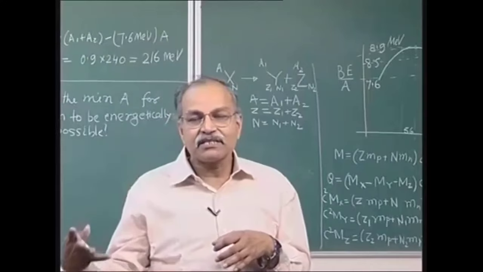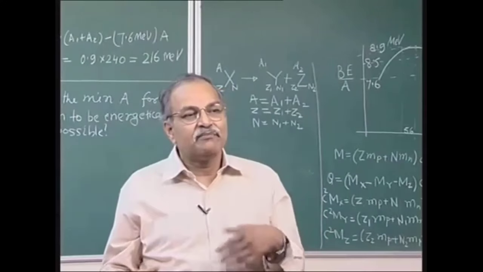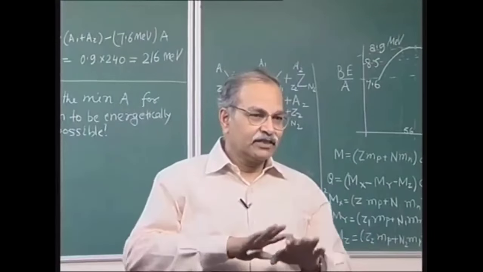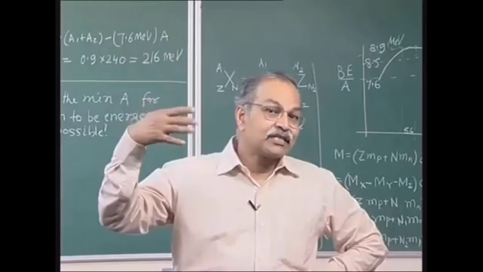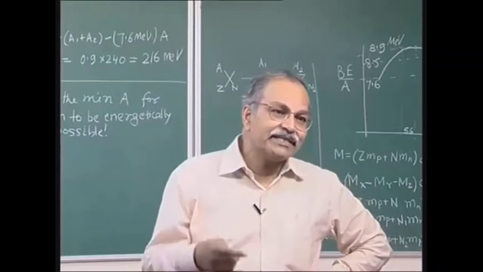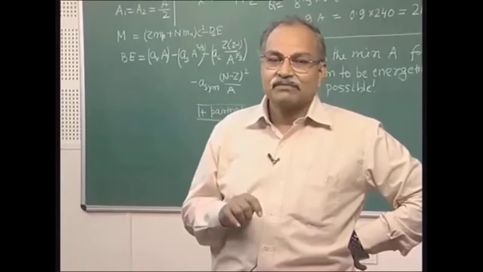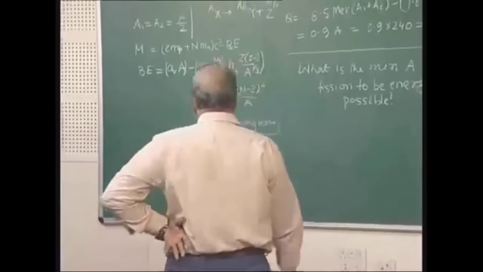So, the surface term in the binding energy and the Coulomb term in the binding energy, they are competing with each other. In splitting, the surface energy is increasing. So, the rest mass energy will increase corresponding to that. Coulomb energy is decreasing. So, the rest mass energy will decrease because of that. So, there is a competition between the two.